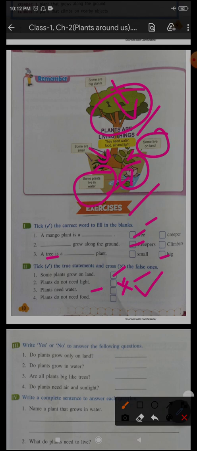Plants do not need food. They need food. Here you can see they need water, food, air, and light to grow. So yes, plants do need food. The statement is incorrect. Plants need food to grow.